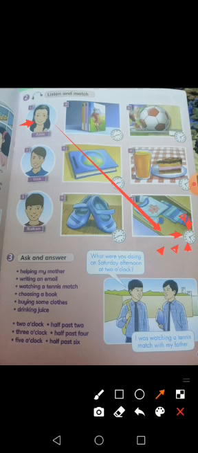Pupils book. 5. Saturday afternoon, I was in the clothes shop with my mum. I was buying some new pajamas. Here we have 5. Listen.